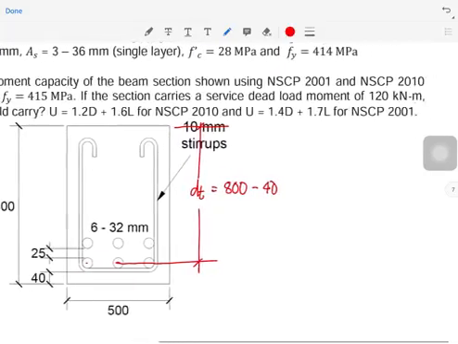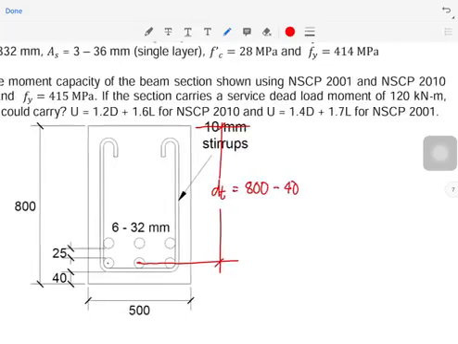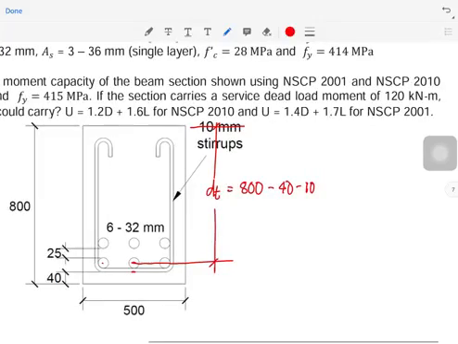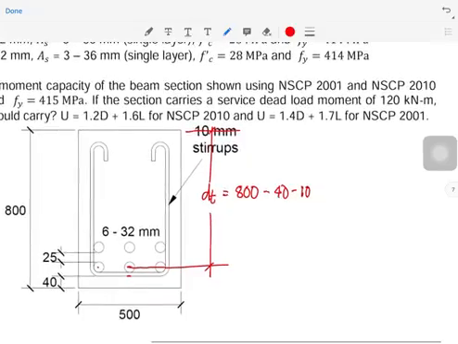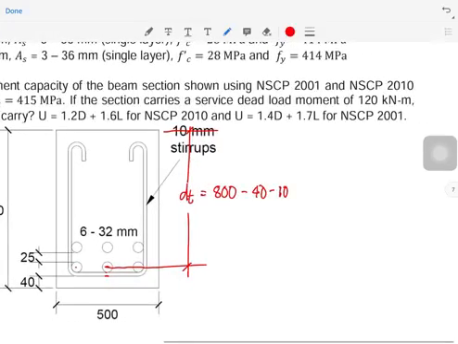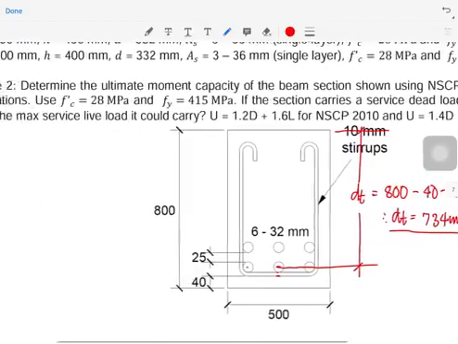Now concrete cover is from the extreme fibers of the beam to the edge of the stirrups. Okay, that is 40. Then the stirrups is 10 mm, so minus 10 mm. Then also minus half the diameter of the bar, which is minus 32 over 2. So therefore dt is equal to 734 mm. Okay, so that is our dt, guys.